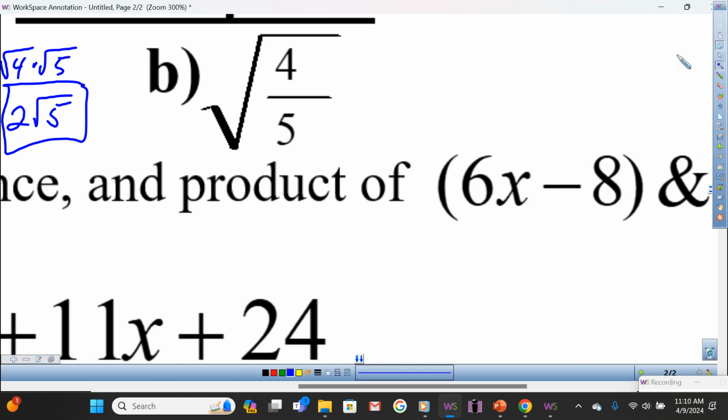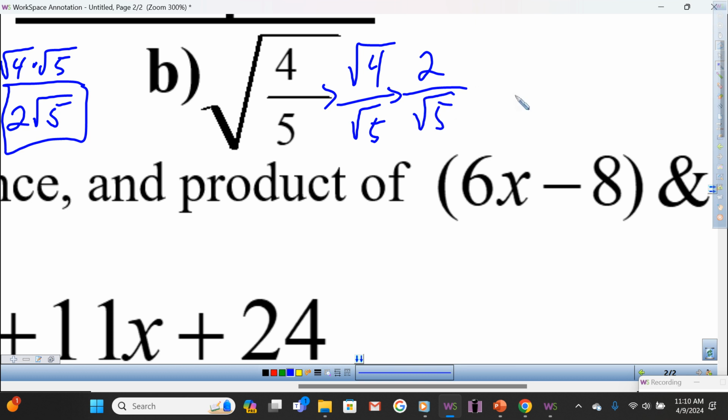We do square root of 4 over square root of 5. This becomes square root of 4, which is 2, over square root of 5. And remind your neighbor how to get rid of that square root of 5. And then Brandon's going to enlighten us. How do we get rid of that square root of 5?